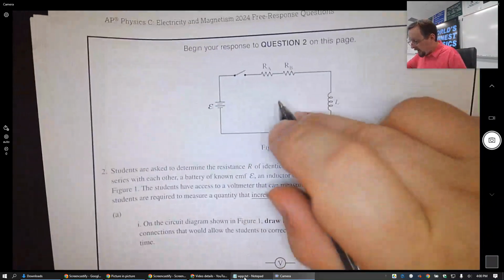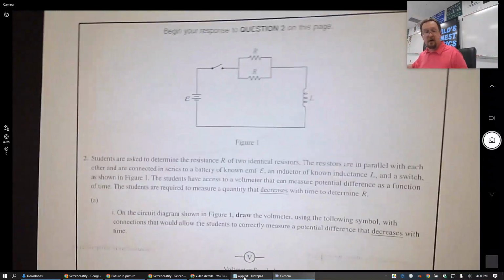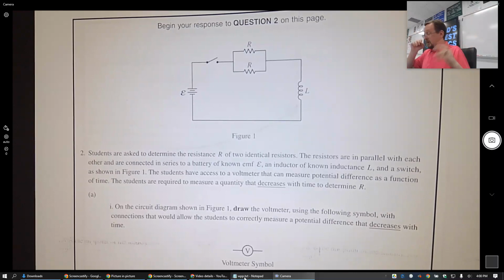All right. Oh my gosh, it's two resistors in series. Oh, it's two resistors in parallel. What am I going to do? Two totally different problems?